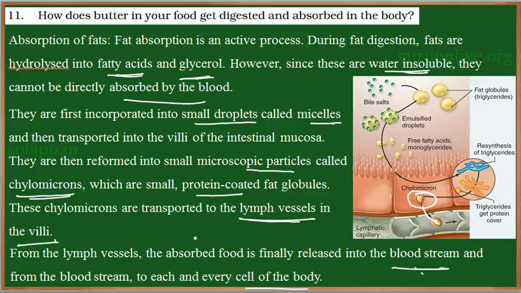First emulsification takes place. The fat is then acted upon by the pancreatic and intestinal lipase. Once converted into fatty acids and glycerol, they are first converted into small droplets called micelles, and then coated with a protein cover called chylomicrons. These chylomicrons enter the lymphatic vessels. From there they are taken into the tissues, and from there they enter the blood vessels, and once they enter the bloodstream they are transported to every part of the body, that is each and every cell.